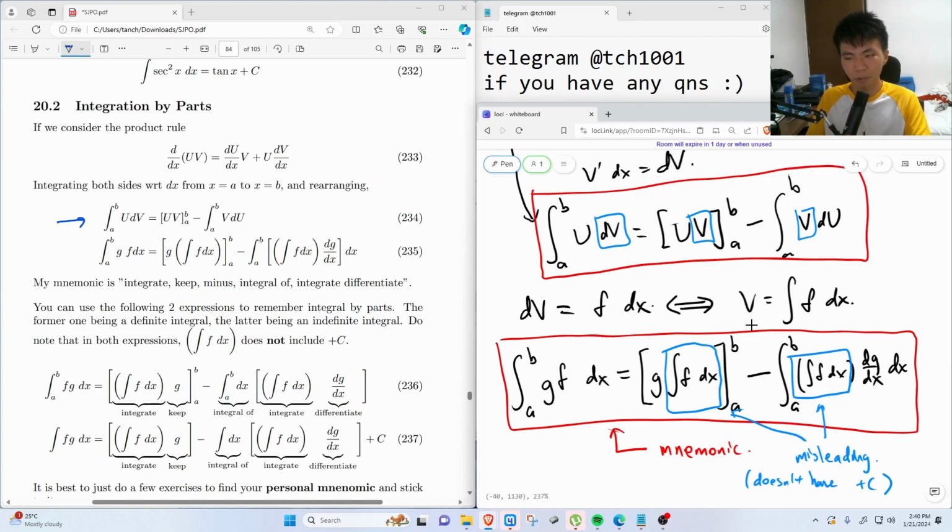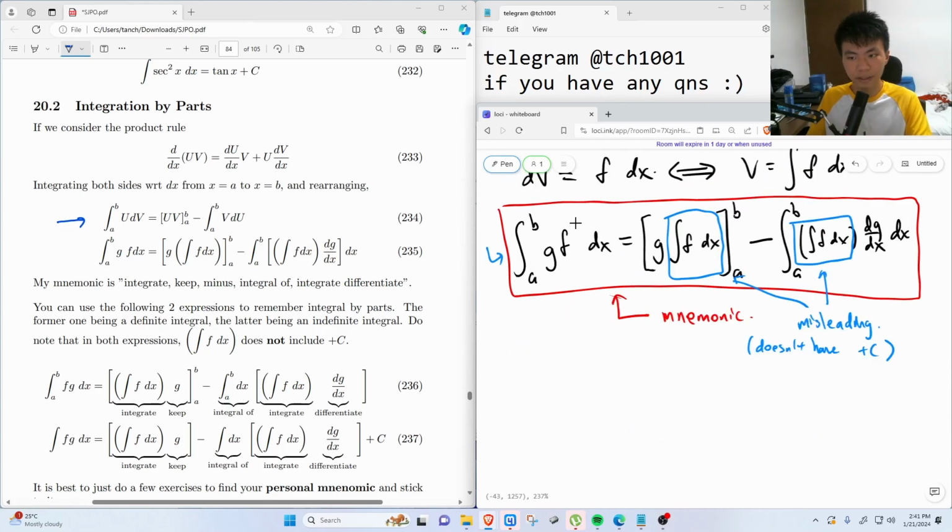So this is one possible pro of using the first method over the second method. But I still choose to use the second method as long as I'm aware that this integral inside here doesn't actually come with a plus c. If it did, then you would have two arbitrary integration constants, which is not right for a single integral.